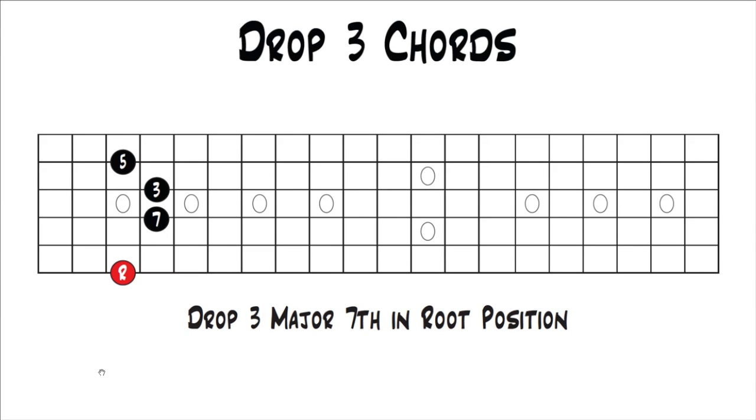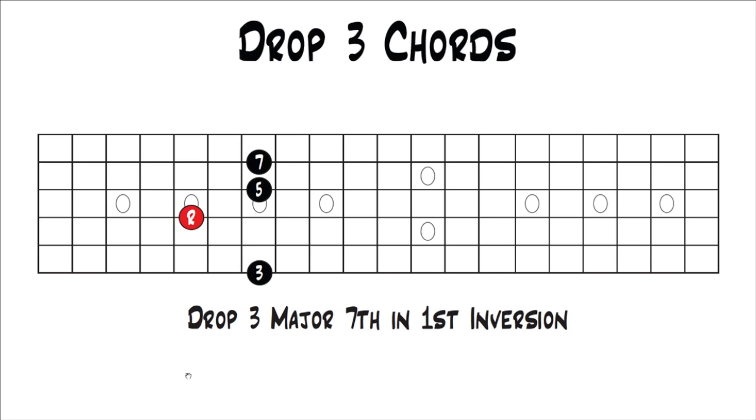And you find the inversions the exact same way we found inversions for every other lesson. You just move each note up, each interval up to its next closest interval. Root always goes to 3, 7 always goes to root, 3 always goes to 5, and 5 always goes to 7. So if you move those notes up, they would end up here, and that would give you a drop 3 7th chord in first inversion, because now your third is on the bottom.